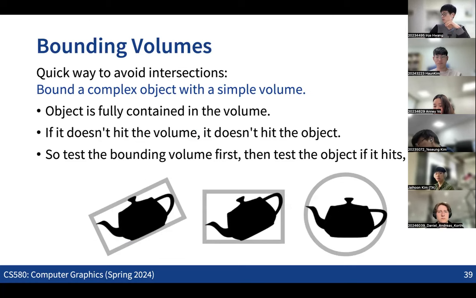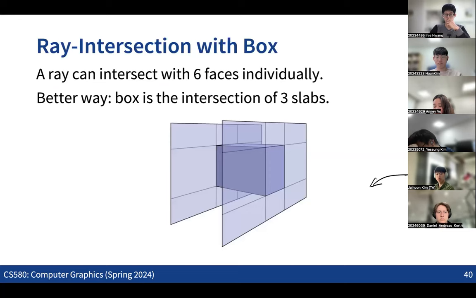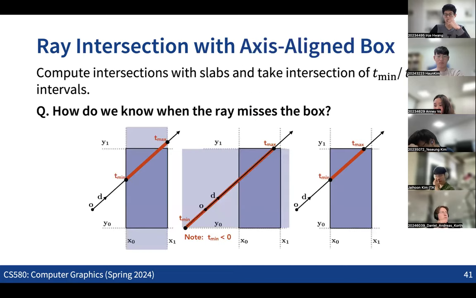So what kind of primitives can you use? We can also use spheres, because we already know how to compute the intersection with a sphere, and boxes, whatever we want. One idea is using axis-aligned bounding boxes. If we use axis-aligned bounding boxes, we can see that all the boxes can be represented as three pairs of slabs. For each of the X, Y, Z axes, we have two parallel planes. In the 2D case, for example, we have this pair and another pair. And in the 3D case, we have three pairs of slabs.